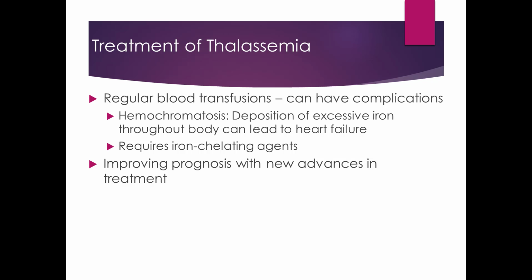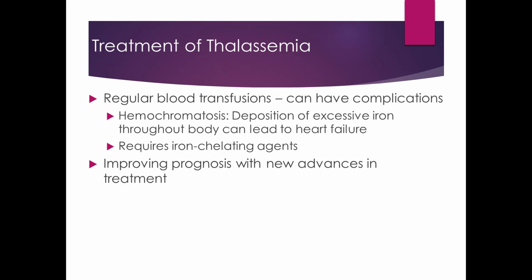So how is this treated? Thalassemia is typically treated by regular blood transfusions, but these are not without their complications. One of those is hemochromatosis, and that is the deposition of excessive iron throughout the body. It has a lot of side effects, and one of the issues is that it can lead to heart failure. It also can cause early neurological disease, impotence, infertility, the list goes on.